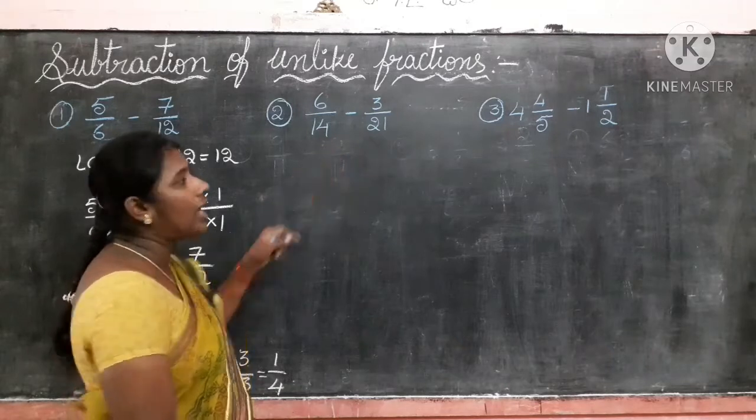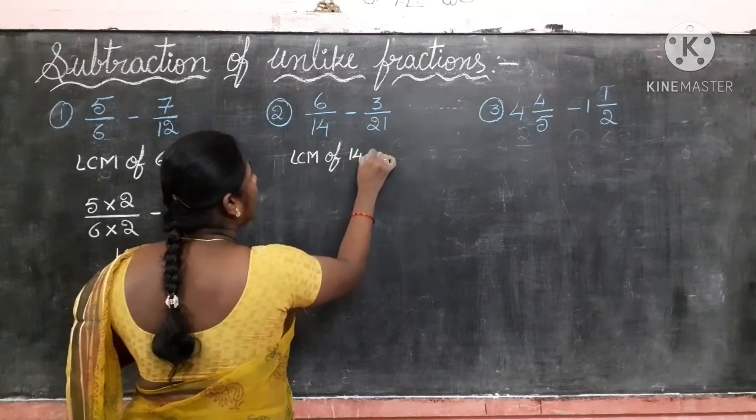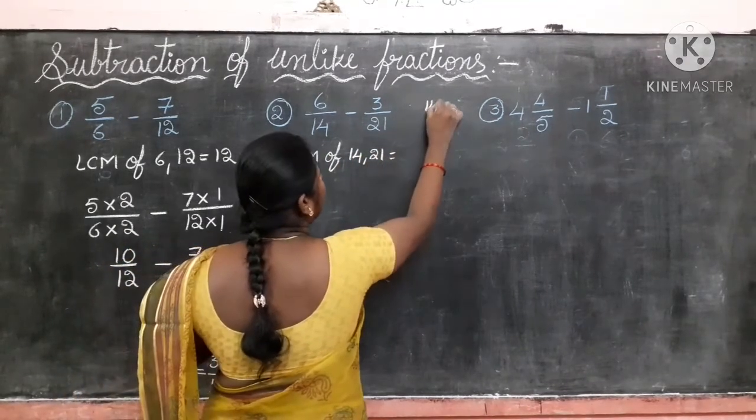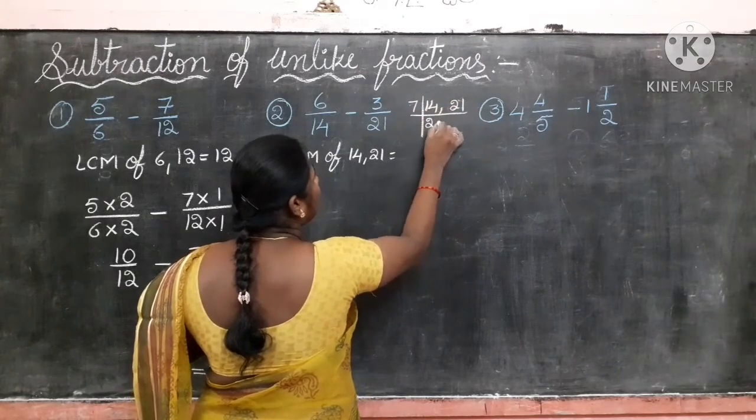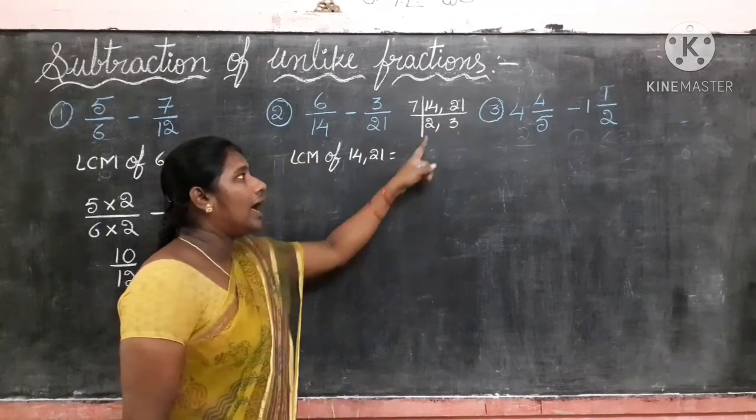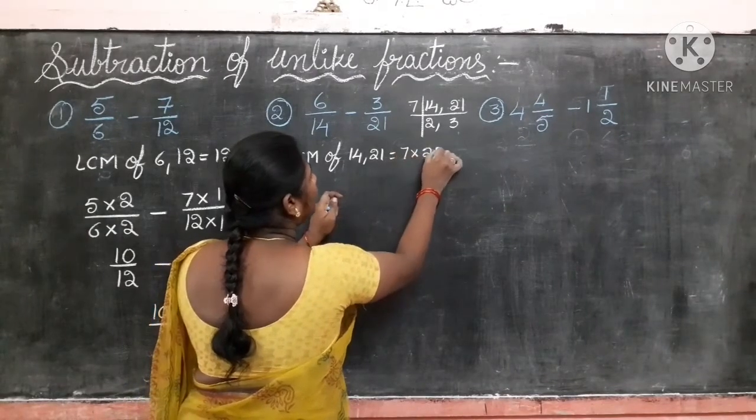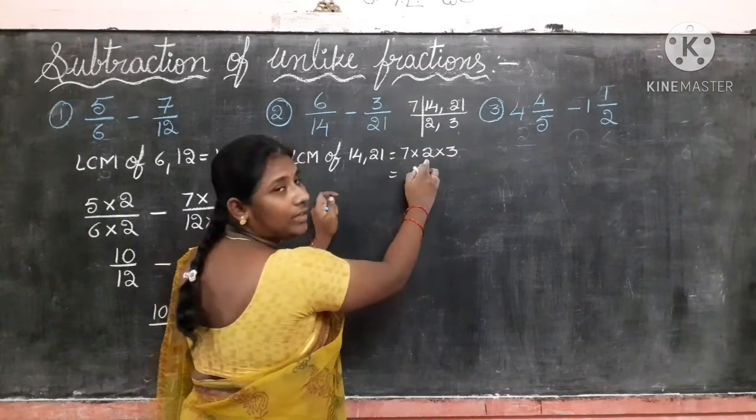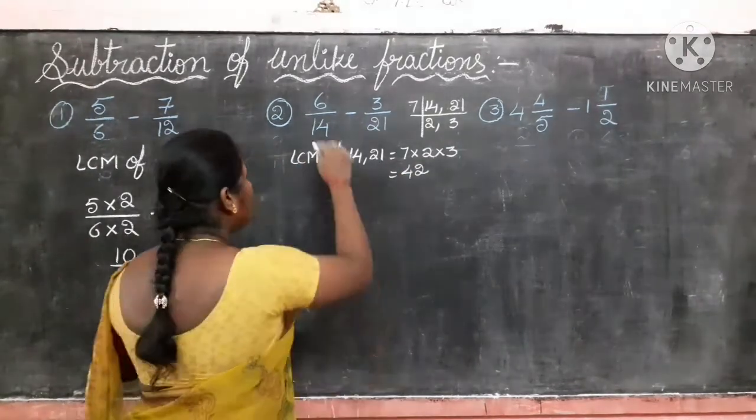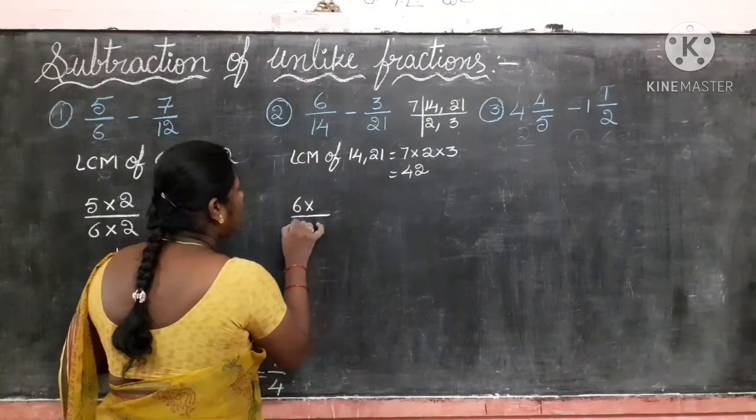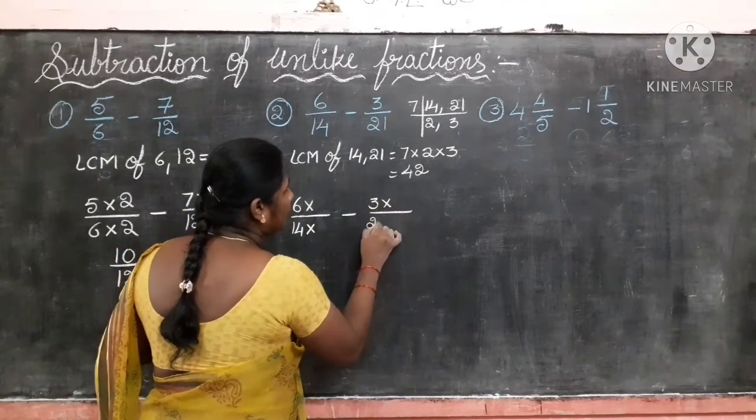Here we have to find the LCM of 14, 21. So 14 comma 21. These two will come in what table? 7 table. So 7 2s are 14, 7 3s are 21. Again 2 and 3 will come in the same table? No. So 7 into 2 into 3. 7 2s are 14, 14 3s are 42. So the first fraction is 6 by 14 minus 3 by 21.